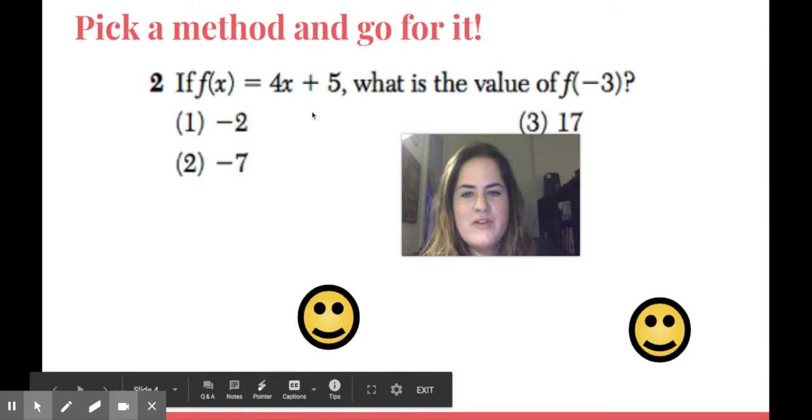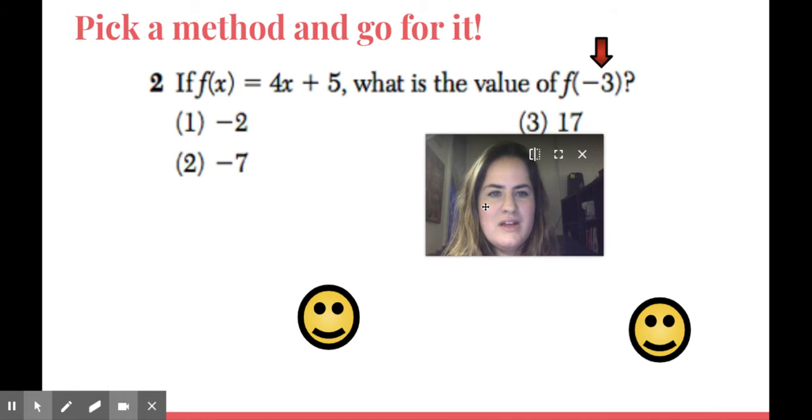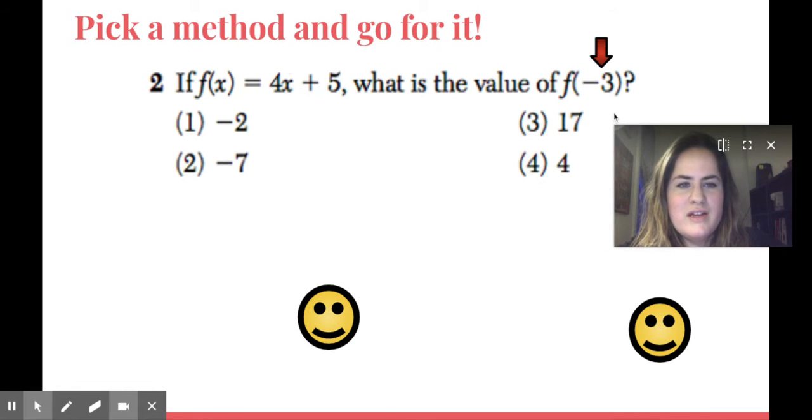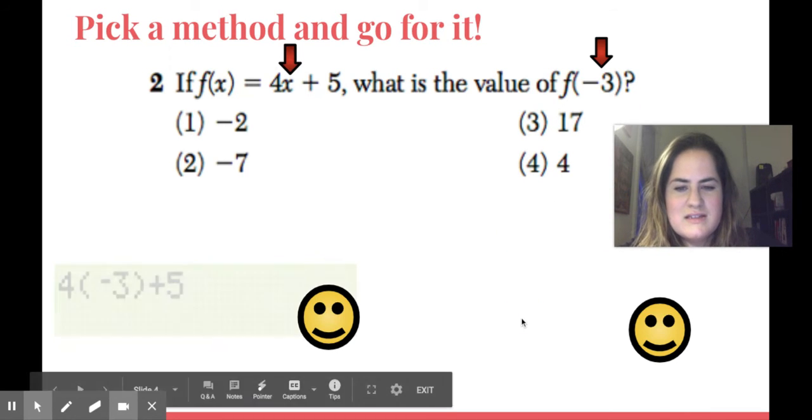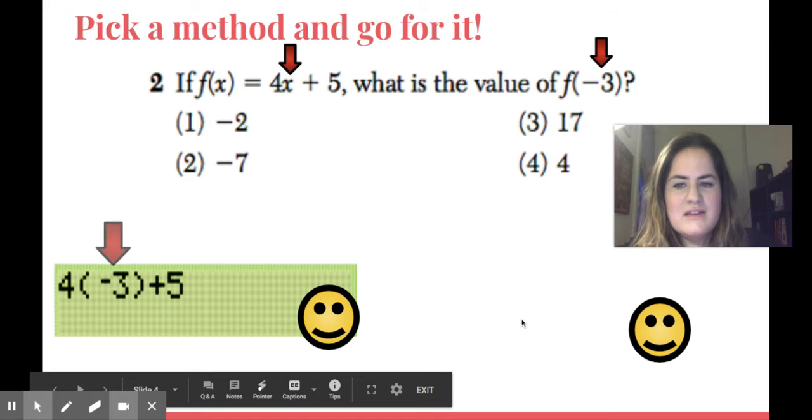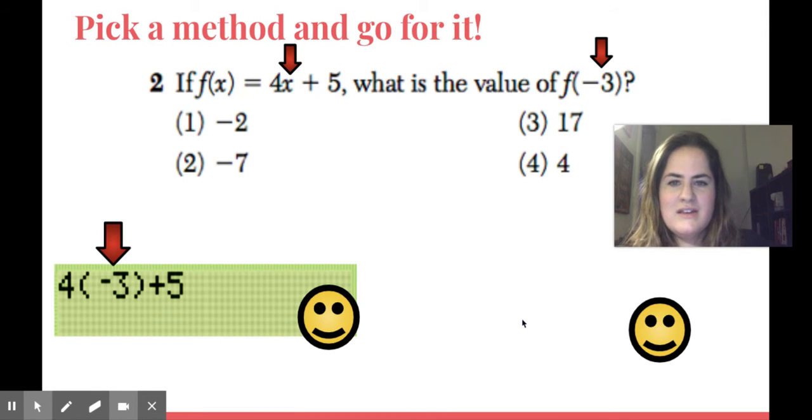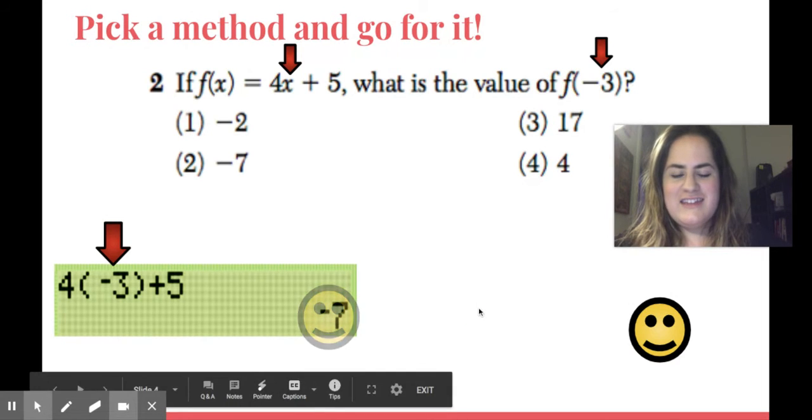They give you f of x is 4x plus 5. I'm looking to see what happens when I plug in -3 for x. So there's the x. If I'm using the home screen, instead of x, I put -3. Now 4x is really 4 times x. I'm using parentheses for multiplication. And I just hit enter, and I get -7.